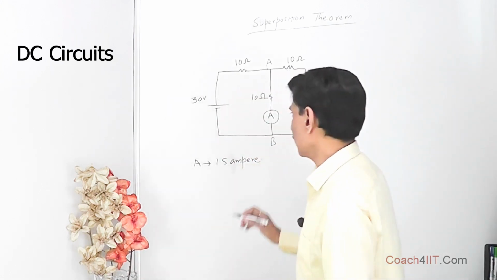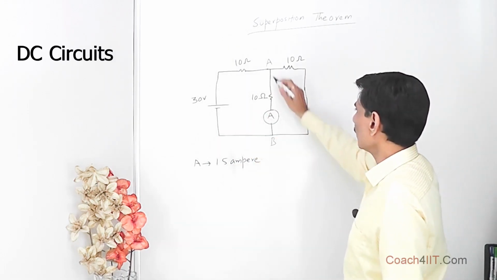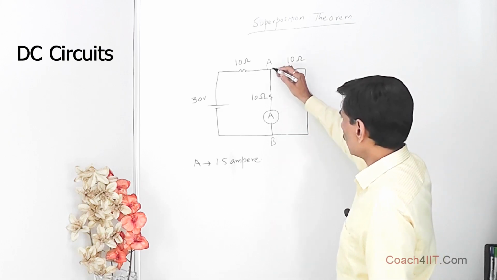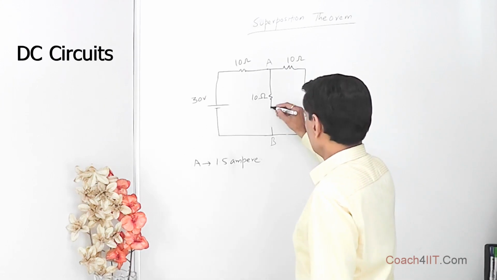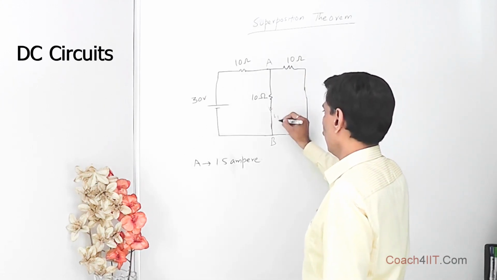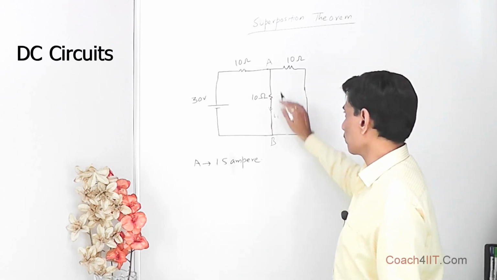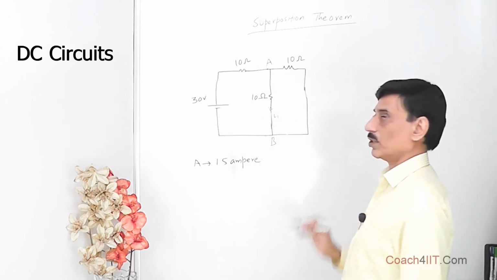So first, if we see that this is a 30 volt battery, and this is a 10 ohm resistance and this is a 10 ohm resistance across, and we are interested in finding current in this. Let's say for the time being, to simplify it, we are just interested in finding the current in this. Let's call it I1. Now I1 is the current contribution in this arm because of this battery alone when the other has been short circuited.